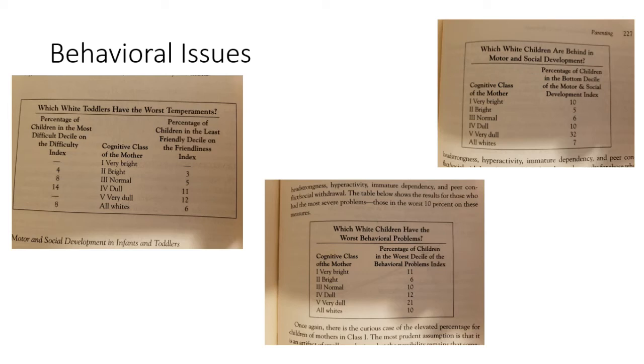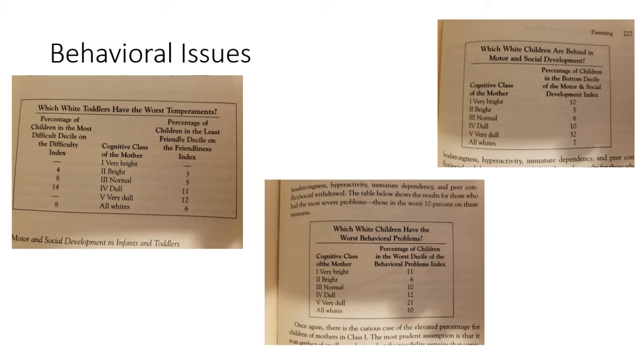And then lastly, the table all the way on the right: which white children are behind in motor and social development. Again, look at the score for the very bright mothers. 10% of children in the bottom decile of the motor and social development index. Very interesting. 10, and then you go to 5%, 6% for bright and normal, and then it jumps up to 32% for the very dull. And I wonder why you are seeing this kind of slight increase in the very bright class. Maybe it has to do with the fact that, if you guys remember, we talked about it, I forget the chapter, it was a few chapters ago, that people today, or at the time of this book and today, the very, very bright, high IQ people are delaying child rearing and marriage till later in life, right?